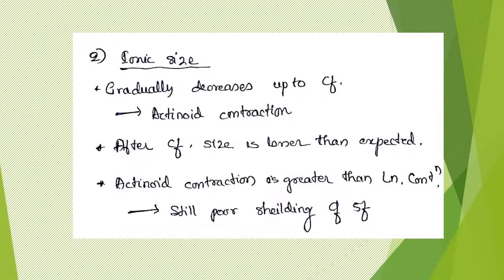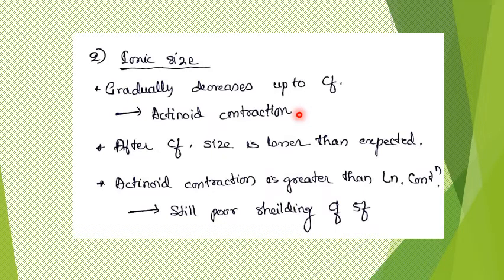Fine. Next, some properties. In brief, we shall see the properties of all these elements. First one, ionic size. Here also you can find a gradual decrease, as in the case of the 4f series, but it's only up to midway, up to say californium. The reason behind this is again something called actinoid contraction, as we had lanthanoid contraction in the case of lanthanoids. But after midway, the size is lesser than expected, so a uniform trend is not followed after californium.